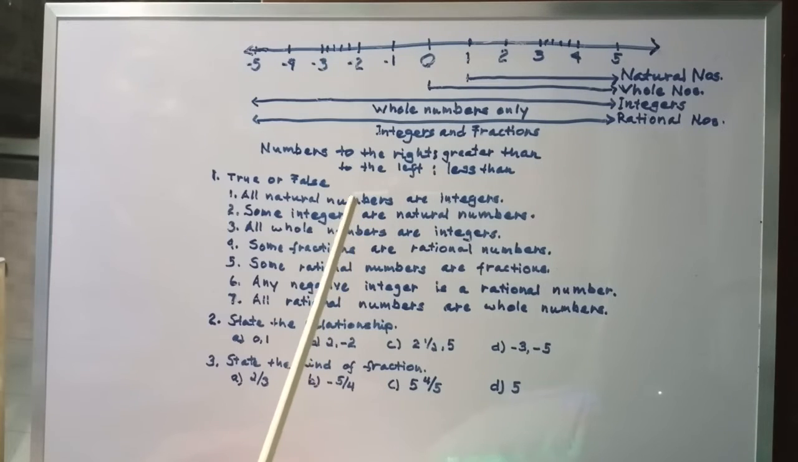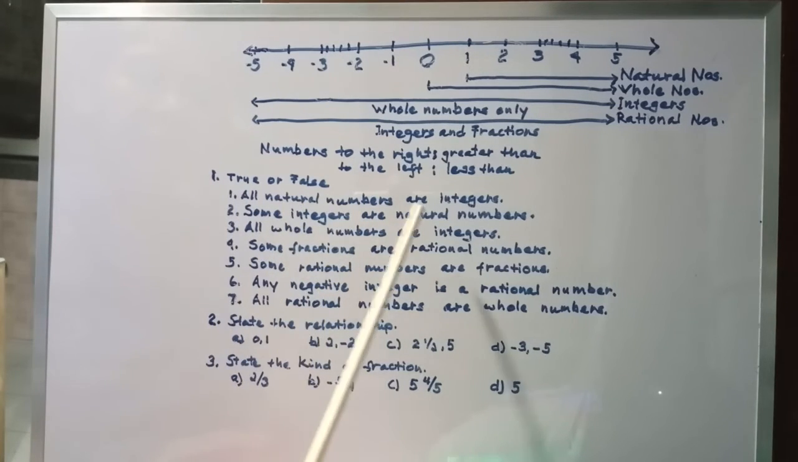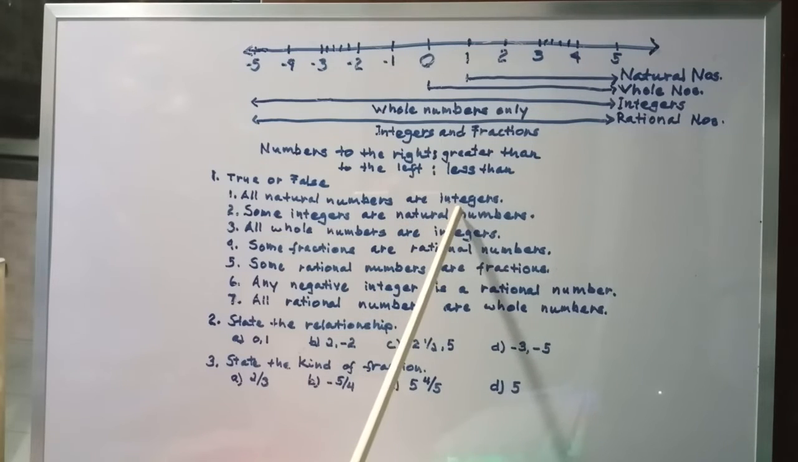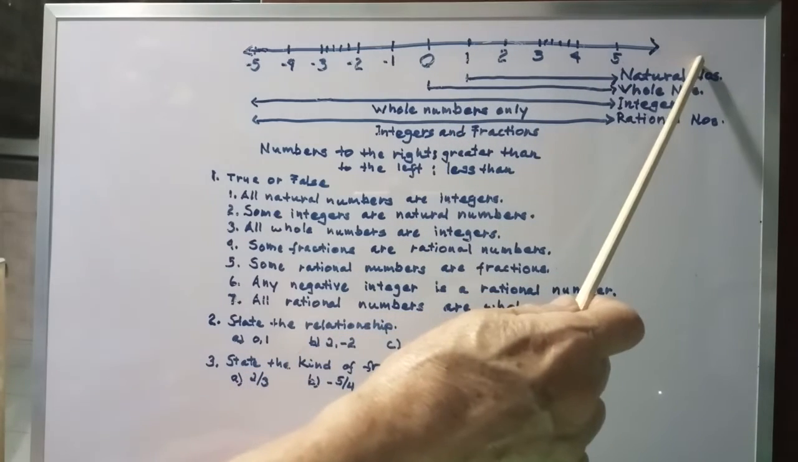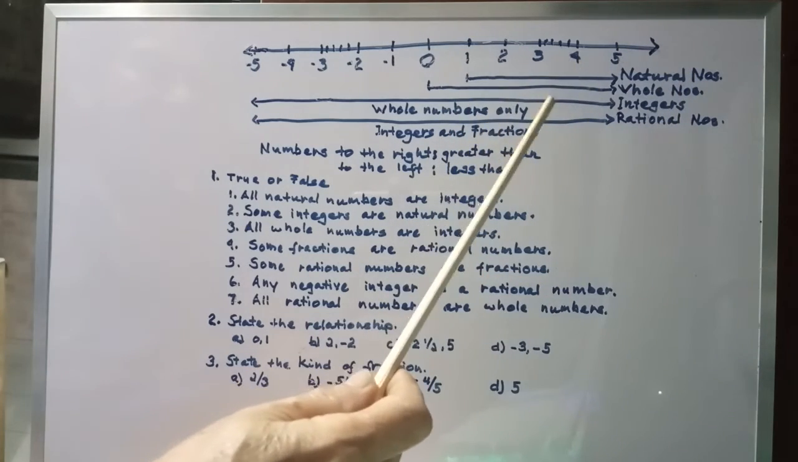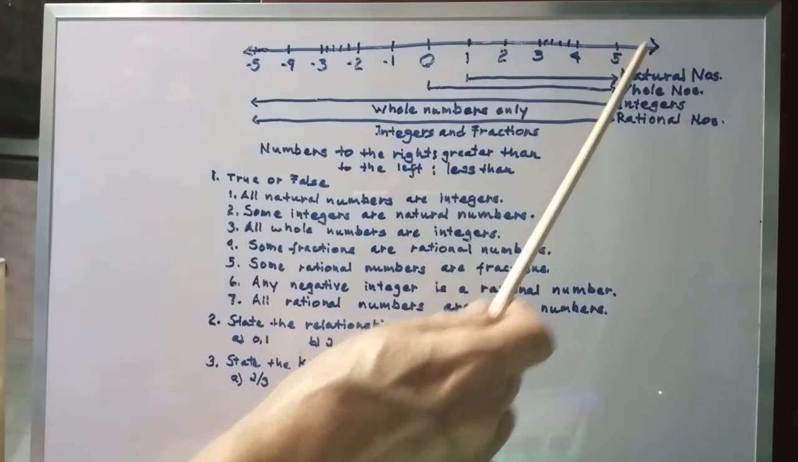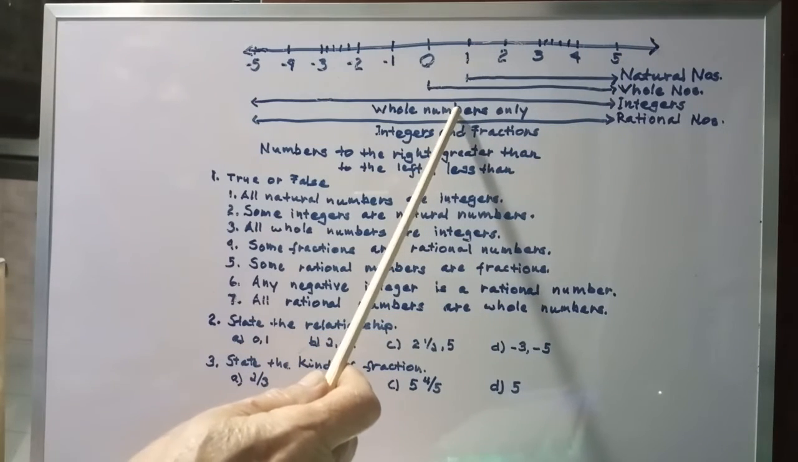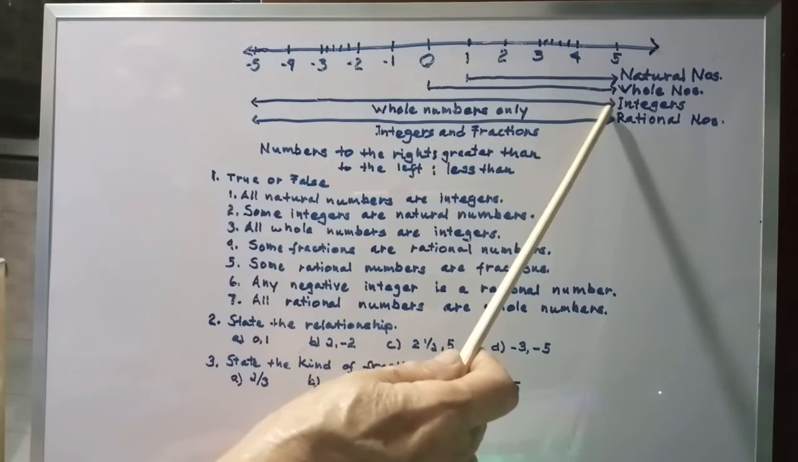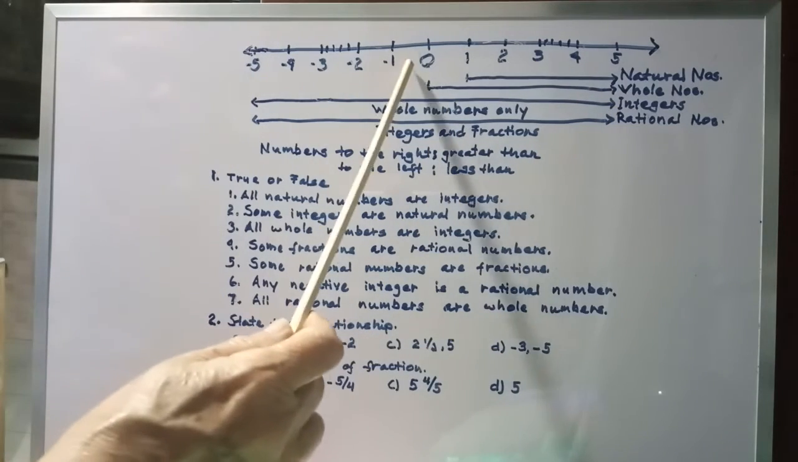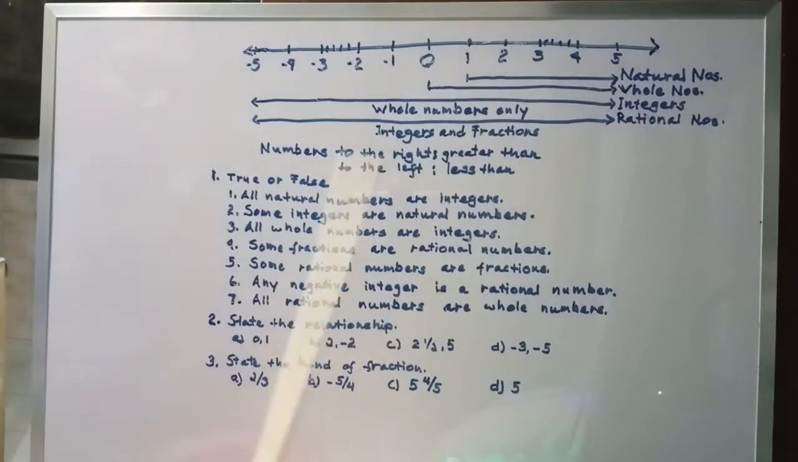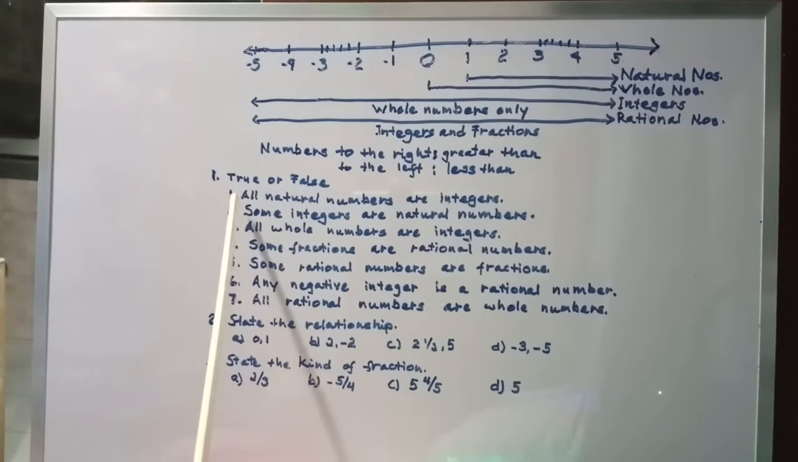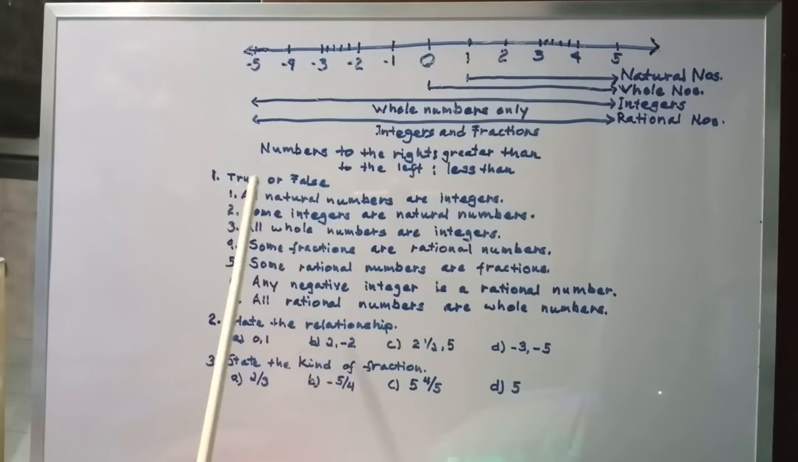The first question, all natural numbers are integers. Where are these natural numbers? They are 1, 2, 3, 4, and so on. But by definition, these numbers are also integers because integers are either negative, 0, or positive. Therefore, the first question, all natural numbers are integers, is a true statement.